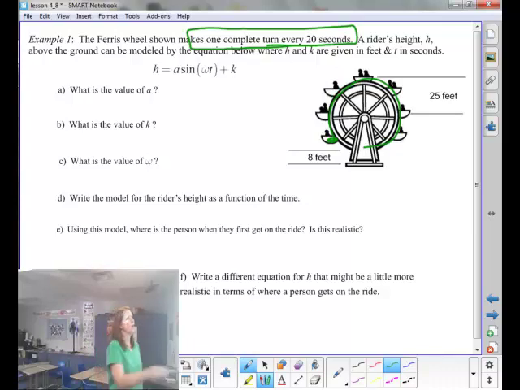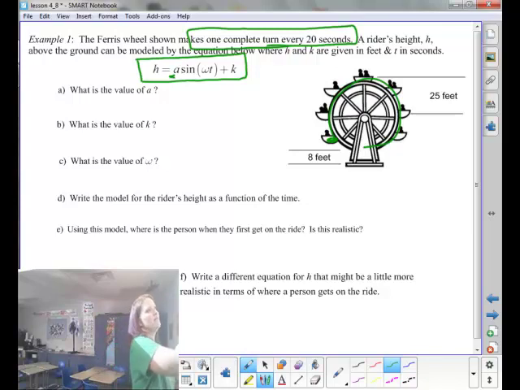They were nice enough this time to give us a model that they would like us to use, so we're going to apply that model to this problem situation. What is the value of A? Well, A in our model is simply our amplitude. In other words, if I start right here, how much higher will I go as I ride the Ferris wheel, and how much lower will I go? I'm only going back and forth. I go up 25 feet, I go down 25 feet. So the value of A, my amplitude, is going to be 25 feet.